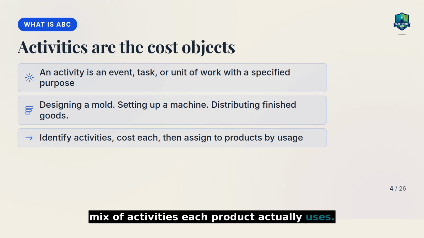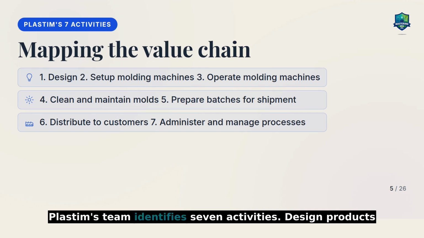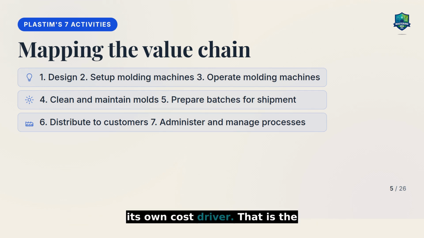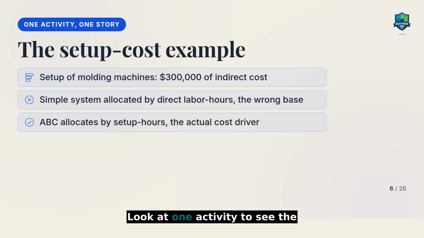Plastim's team identifies 7 activities: design products and processes, set up molding machines, operate molding machines, clean and maintain molds, prepare batches of finished lenses for shipment, distribute lenses to customers, administer and manage all processes. Each activity has its own cost driver, that is the unlock. Look at one activity to see the entire ABC story.